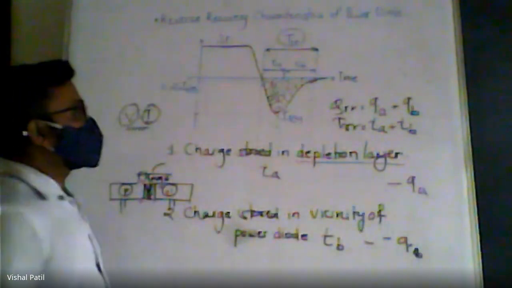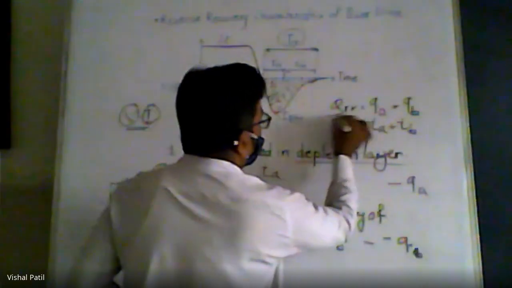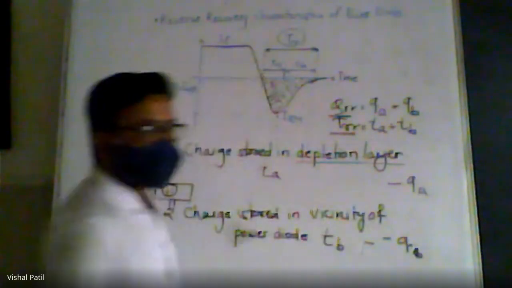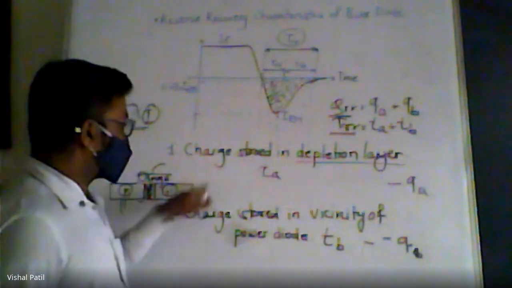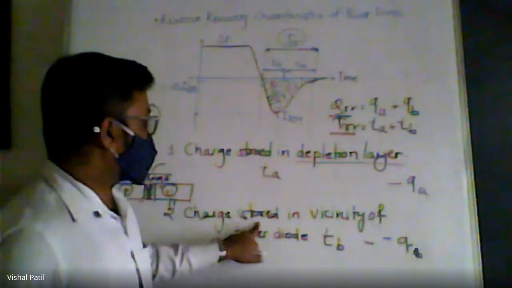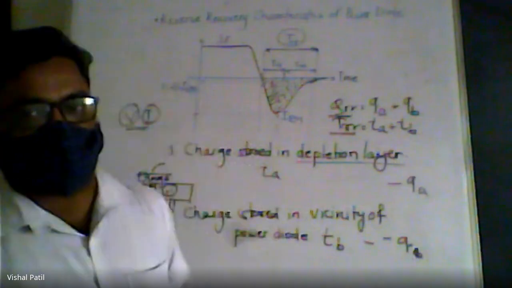Okay. So what is the total charge recovered? Qa plus Qb. So QRR is the charge recovered. TRR is the time required to recover that total charge in two steps. In the first step, the charge is recovered from the depletion layer. In the second step, the charge is recovered from the vicinity of the semiconductor device.